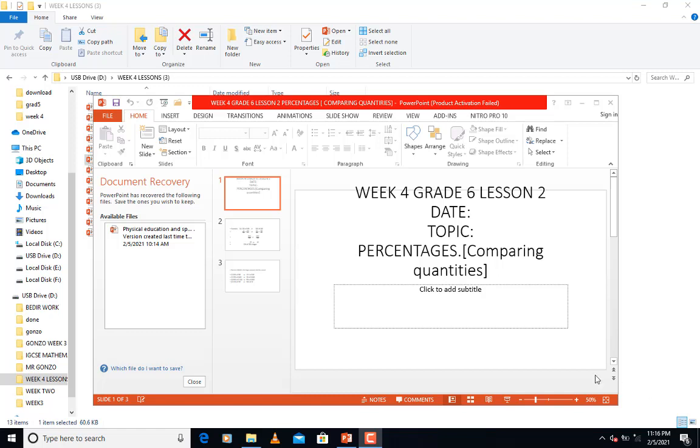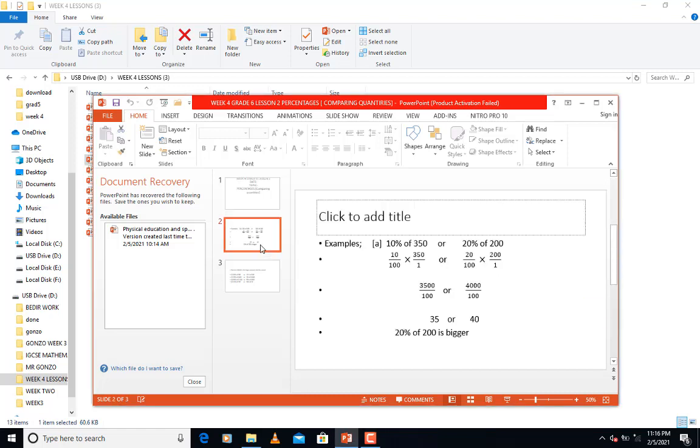Now let's look at examples. I have some examples on this. Example A: 10% of 350 or 20% of 200. Which one is greater, or which one is bigger? 10% of 350 or 20% of 200.